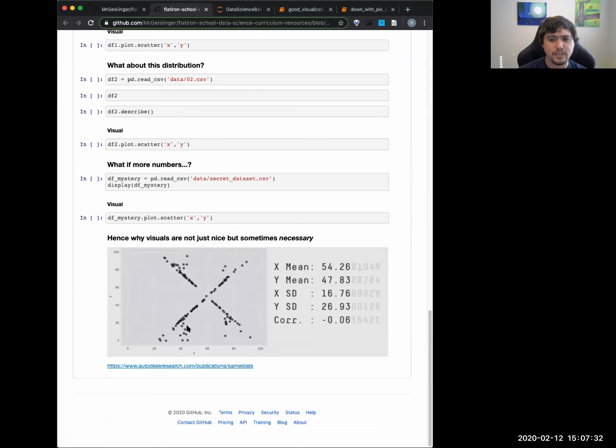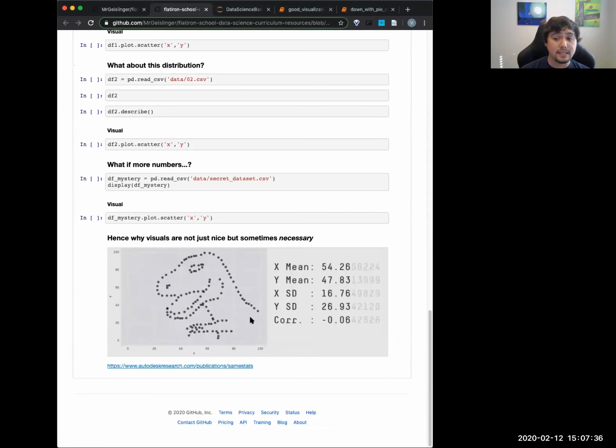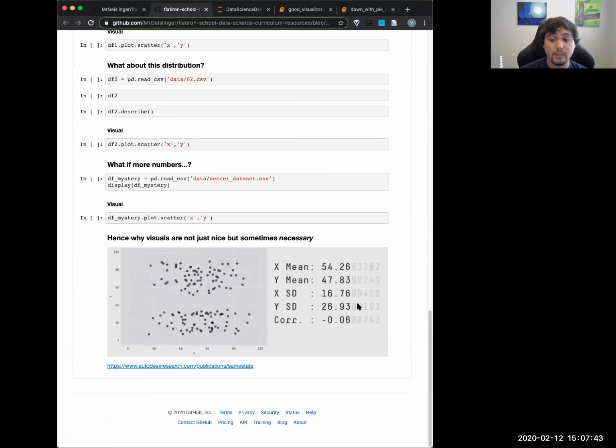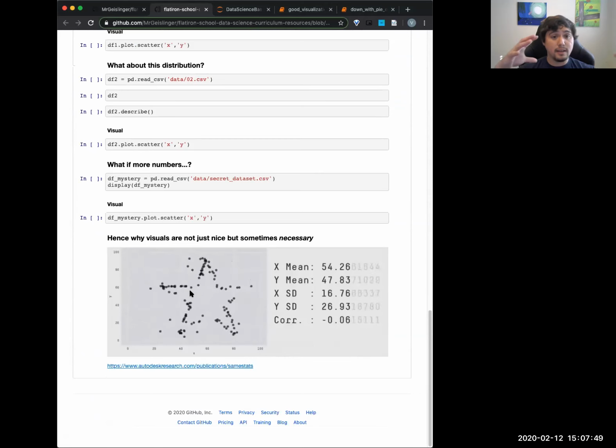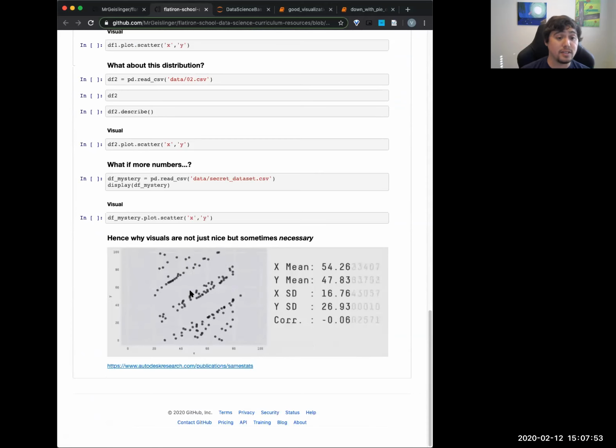So I showed this visualization, Anscombe's quartet, where we had different data sets that all have the same X mean, Y mean, standard deviation for X and Y, and correlation. They're all relatively the same, except for some rounding errors. And you can see that each set of data is very different from each other. This is where the power of data visualization is really good.